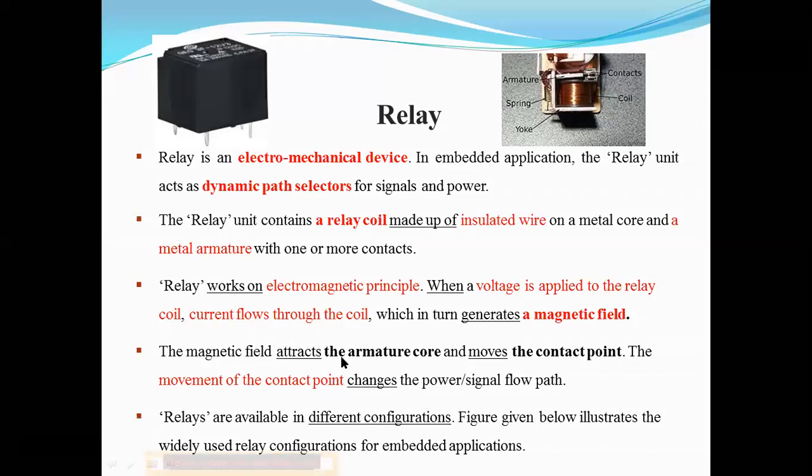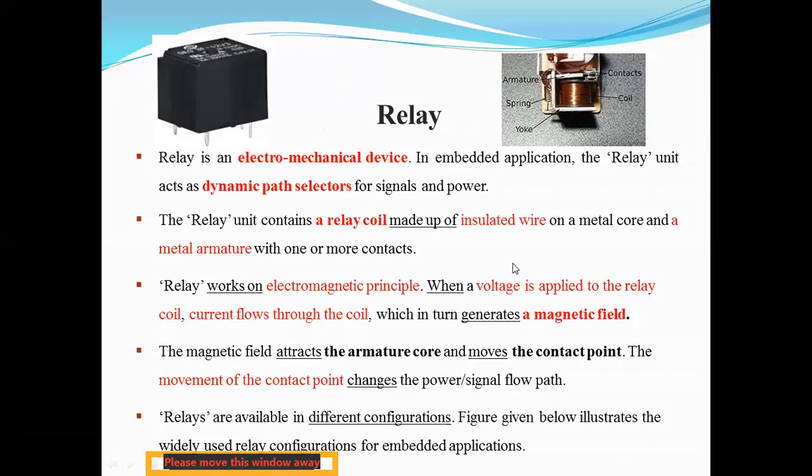In the magnetic field, you can see there is an armature core that will move to a particular point. So what is it doing here? The movement of the contact point changes the power or the signal flow path. I'll give an example of where these relays are used, right? Relays basically switch the power.